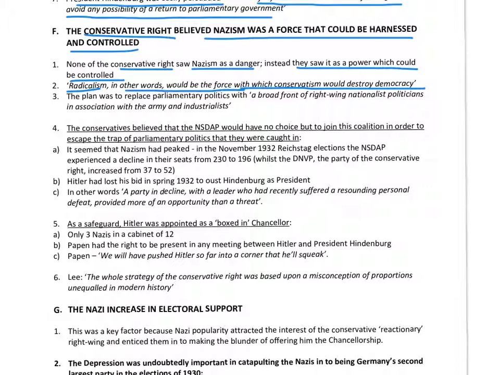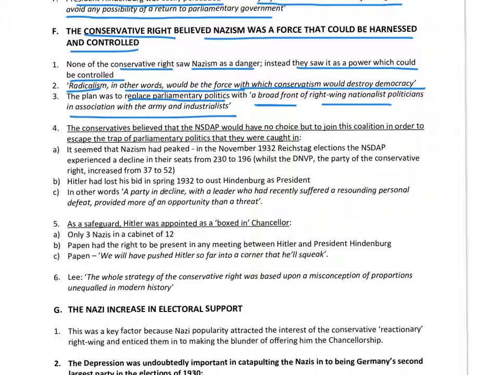So the plan was to replace parliamentary politics with a broad front of right-wing nationalist politicians in association with the army and industrialists. So you've got the right-wing nationalist politicians, Hugenberg, the German nationalist leader. You've got the army and the industrialists, so Schleicher and Tyson, all the entourage who surround Hindenburg. And effectively, you want to create a broad front by giving it mass support on the streets, and this is where the Nazis come in.